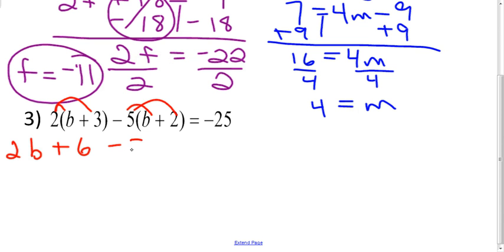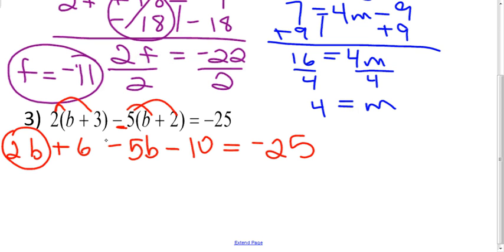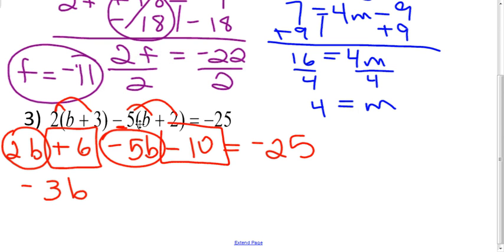Negative 5 times b is negative 5b. And a negative 5, remember this is a negative 5 here, times a positive 2 is a negative 10. All of that's equal to negative 25. And then I just want to combine like terms. 2b minus 5b is negative 3b. A positive 6 minus 10 is negative 4. And that is equal to negative 25.